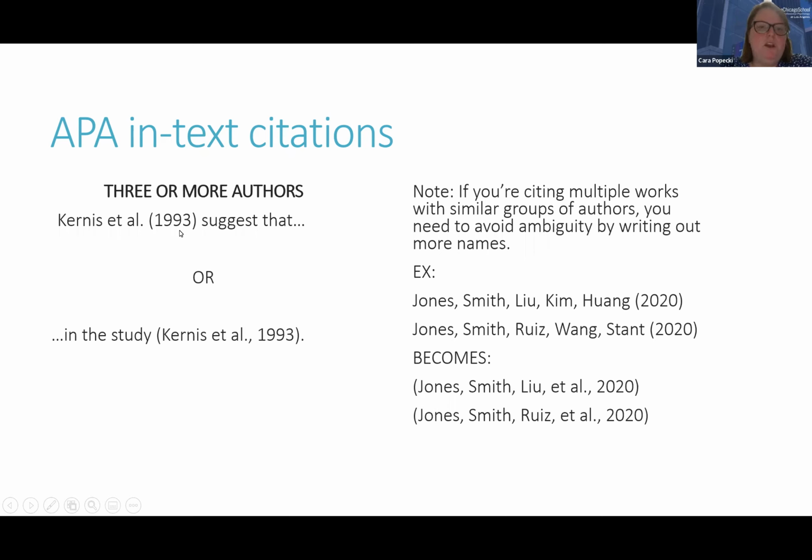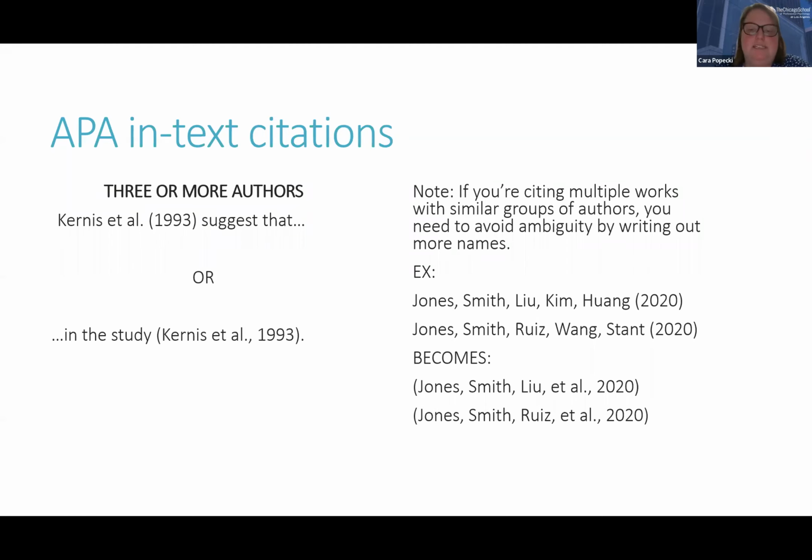So when you have three authors or more with APA 7, always, unless there's one little exception that I'll talk about in a second, but just about always, you're going to put et al. So you're going to put the first last name that's from your references page. So in this example, it's Kernus, and then we're going to put et al. And then the year. So you can do that within the sentence, or you can do it at the end of the sentence like a parenthetical. So that's what we do when we have three or more authors.